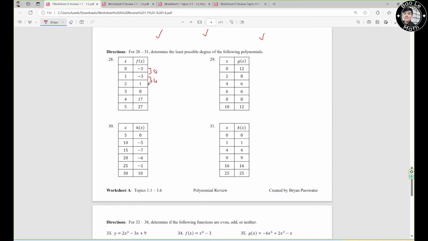Four. This guy right here, you add 7. This guy right here, you add 9. And this guy right here, you add 10. Alright, so these outputs are not the same. So you keep calculating.